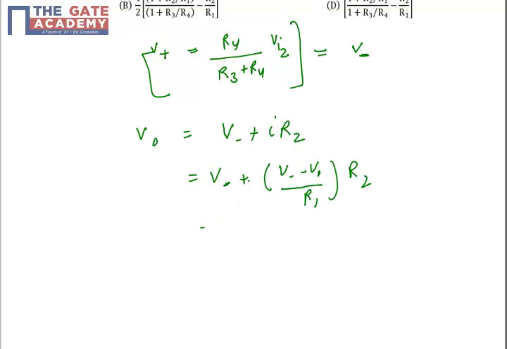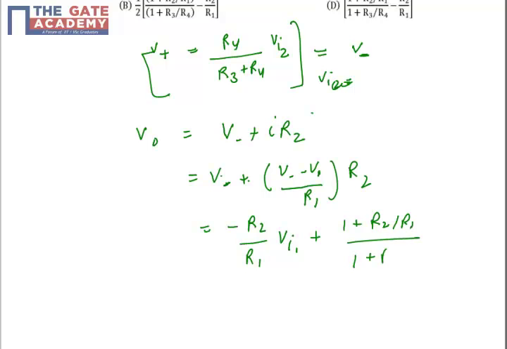Right, so just do some calculation and separate the V minus and VI1 terms. You know the relationship between V minus and VI2: V minus is nothing but R4 upon R3 plus R4 times VI2. Let's put the value of V minus here and separate the VI1 and VI2 terms, and you will get the expression as V0 equals minus R2 by R1 times VI1 plus (1 plus R2 by R1) upon (1 plus R3 by R4) times VI2.